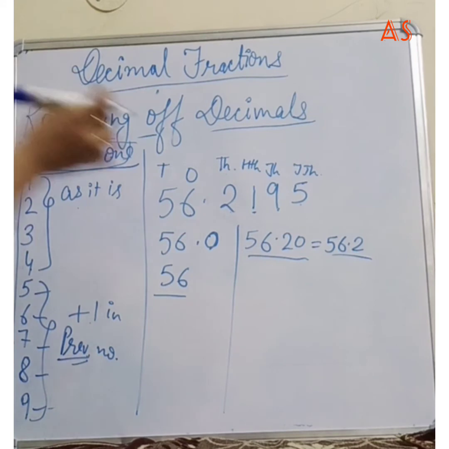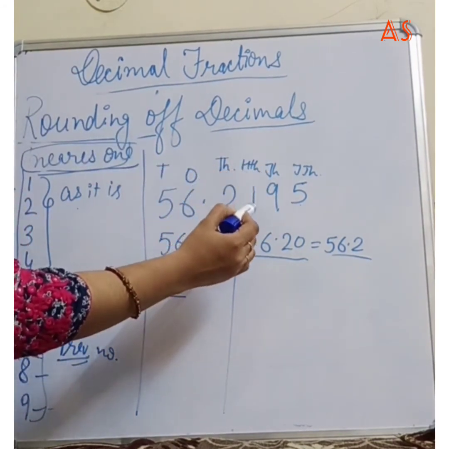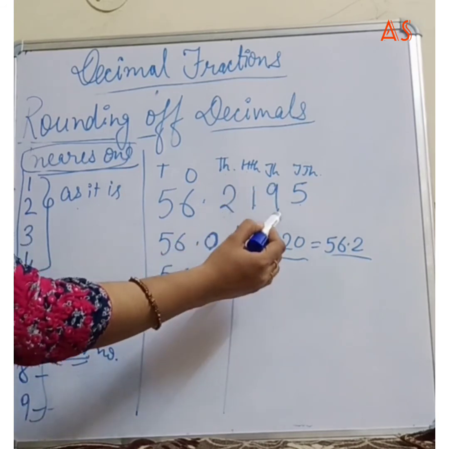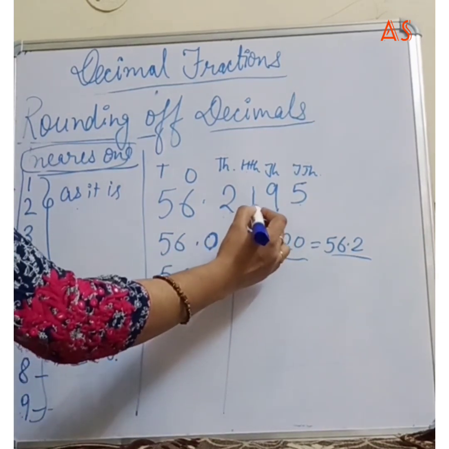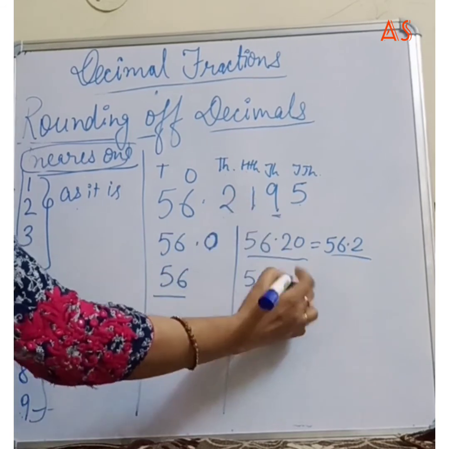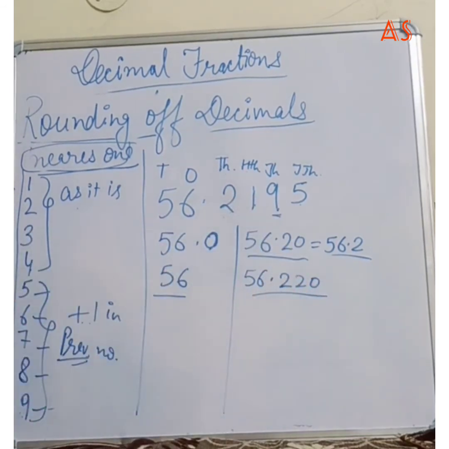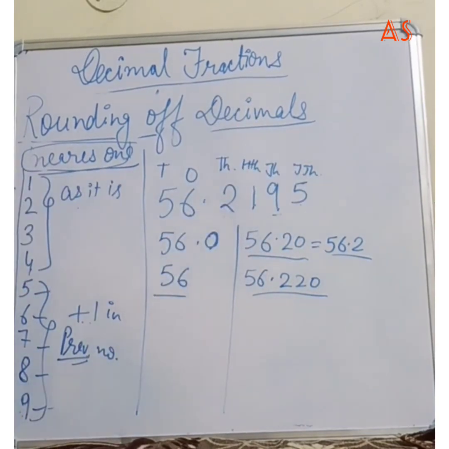Now in the same question, suppose we are asked to do the rounding of 100ths. We check the 1000th place, which is 9. 9 is greater than 5, so we add 1 to the previous number. The previous number is 1, so 56.2, 1 plus 1 is 2, and the next becomes 0. This way we solve. If rounding of 1000ths, we check 10,000ths. This is how we do rounding.